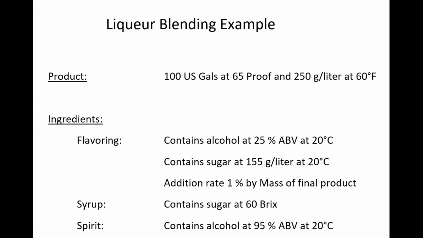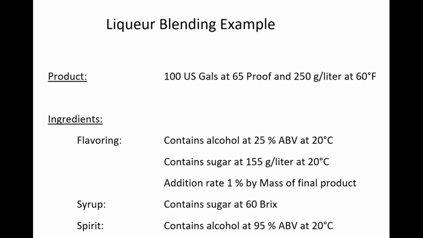Let us imagine that we want to make 100 US gallons of liqueur with an alcohol concentration of 65 proof and a sugar concentration of 250 grams per liter, both measured at 60 degrees Fahrenheit. To keep this example simple, we will be using only 4 ingredients.